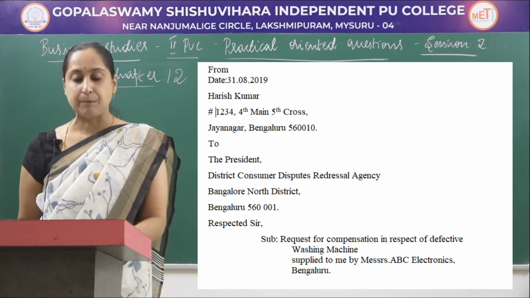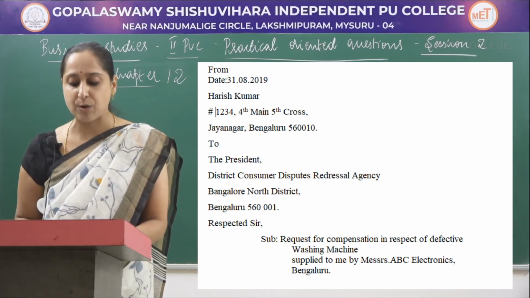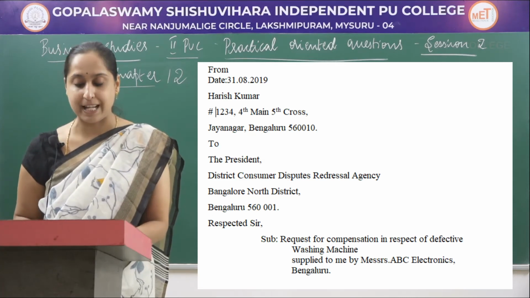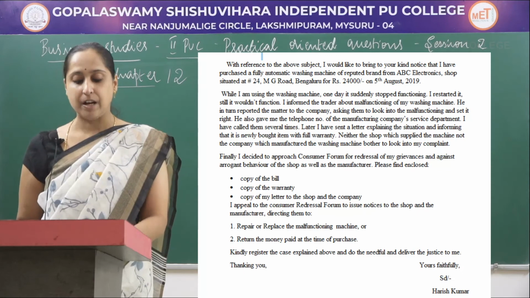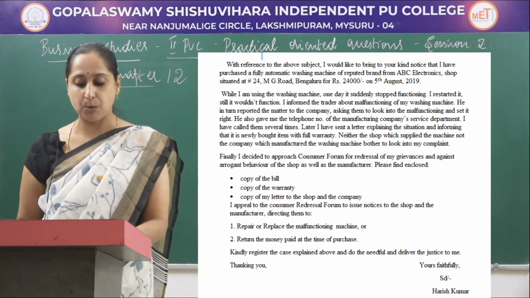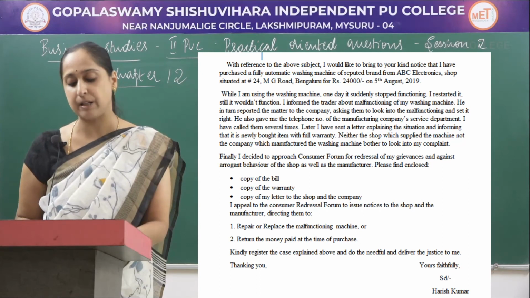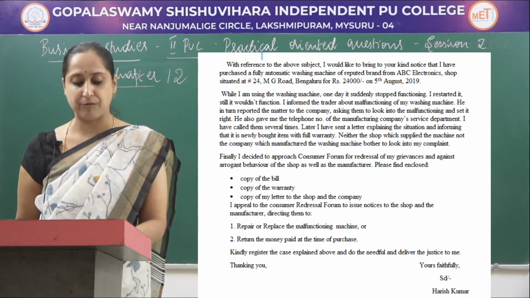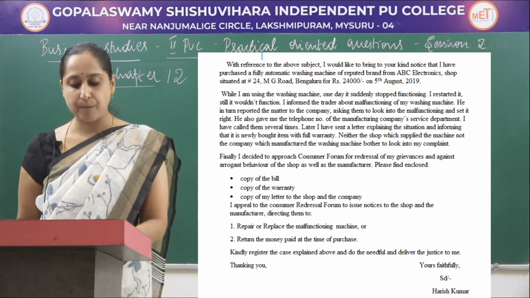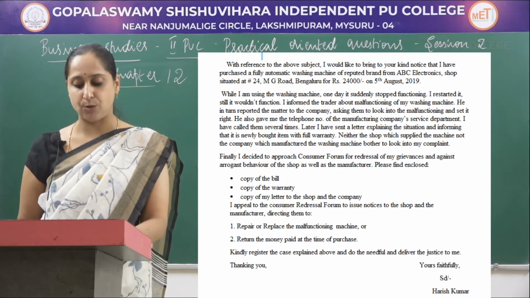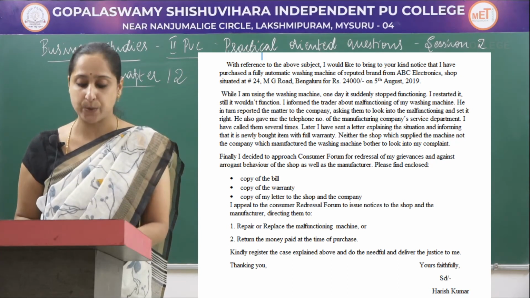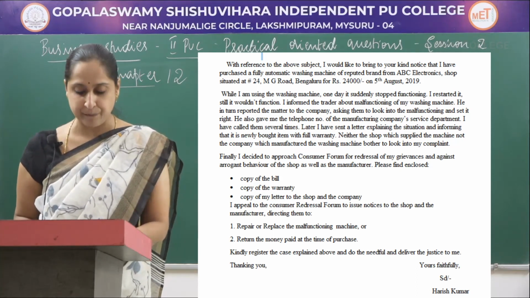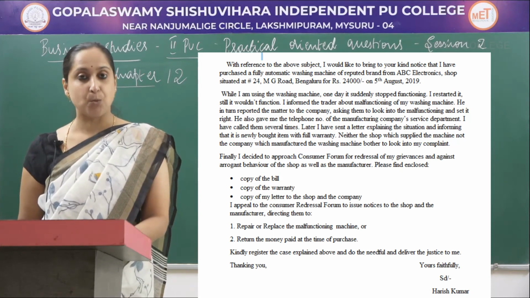Respected sir, subject, request for compensation in respect of defective washing machine supplied to me by Messrs ABC Electronics Bengaluru. With reference to the above subject, I would like to bring to your kind notice that I have purchased a fully automatic washing machine of reputed brand from ABC Electronics shop situated at 24 MG Road, Bengaluru for 24,000 on 5th August 2019. While I am using the washing machine, one day it suddenly stopped functioning. I restarted it, still it wouldn't function.